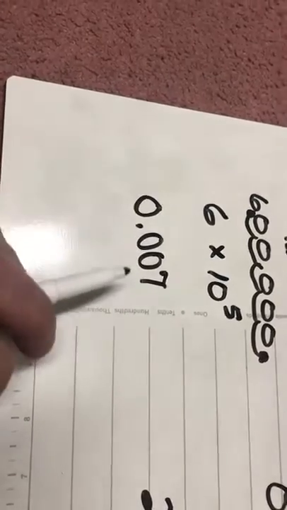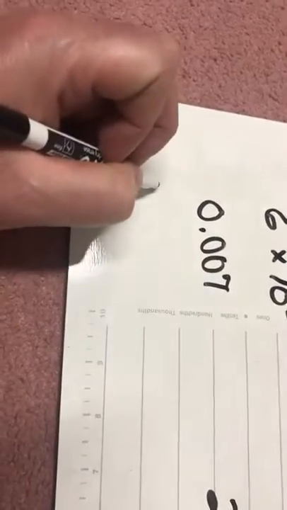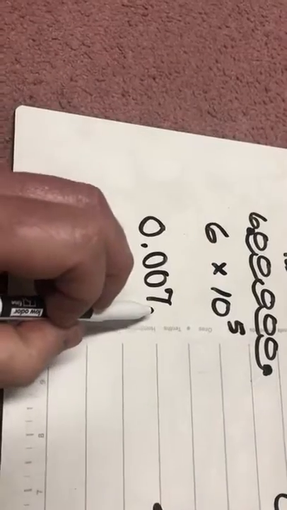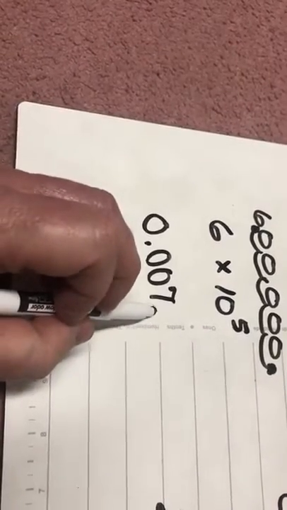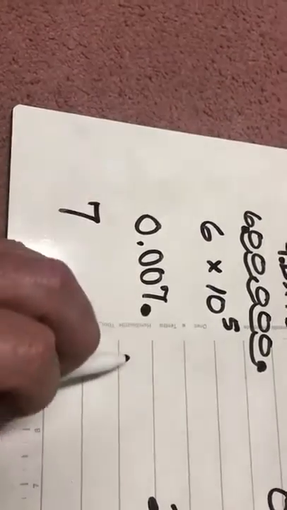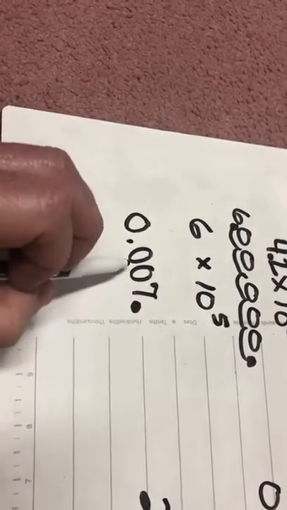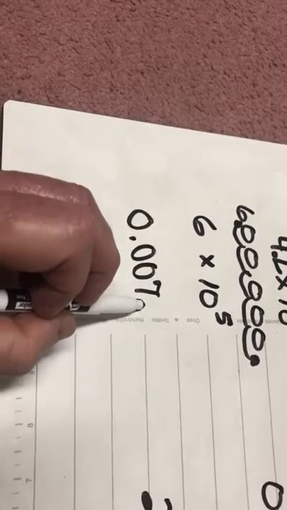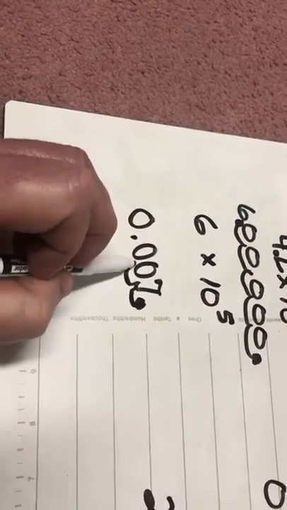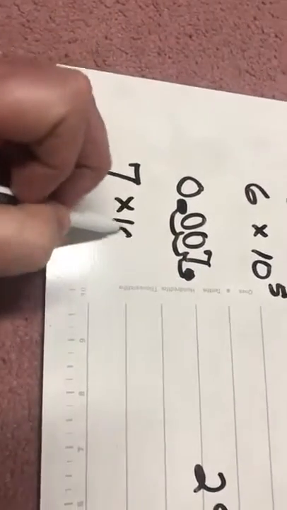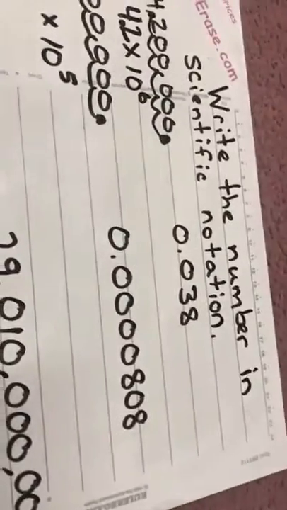0.007, 7 thousandths. I can see that my base number is going to be 7. But if it's 7, technically my decimal would be there. Well, but the decimal in the number is here. So I'm actually going to be moving it to the left, which means it's going to be a negative exponent. 1, 2, 3 places to the left. That's going to be times 10 to the power of negative 3. All right? Let's go to the next one.